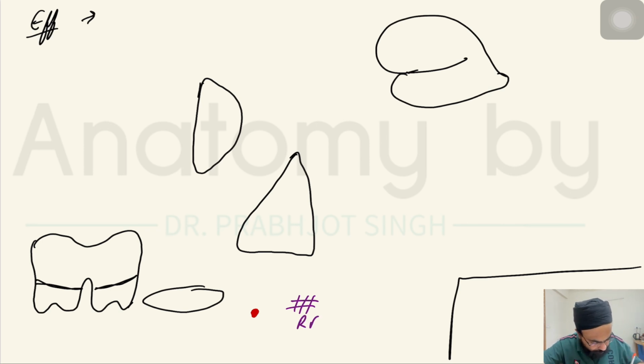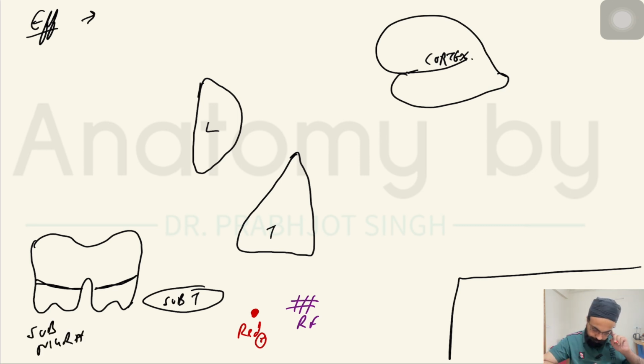So this is the reticular formation. This is the red nucleus. This is subthalamus, thalamus, lentiform, cortex, and this is substantia nigra. So let us have a look at the efferent connections. Now we know that the efferents will commence from globus pallidus. So firstly, from putamen, the signals will be relayed to globus pallidus.